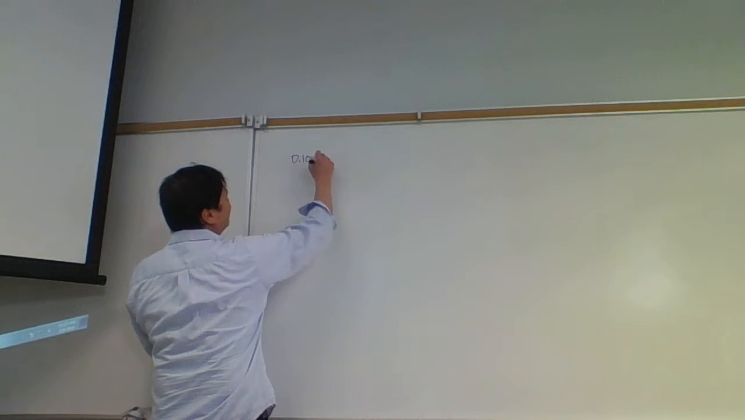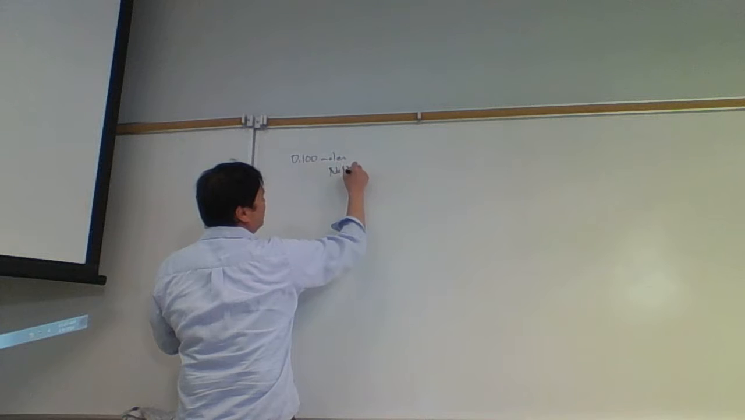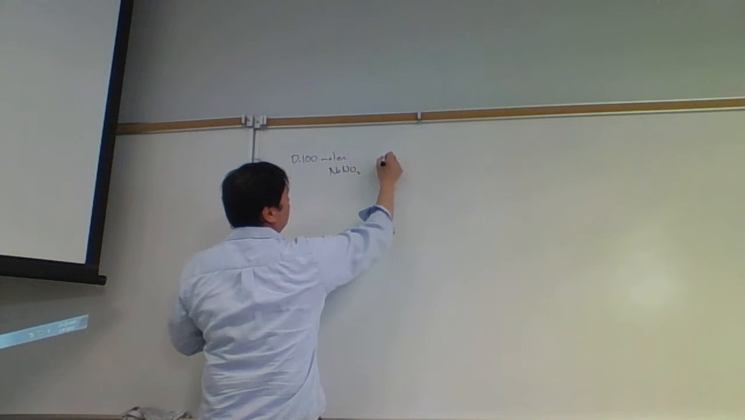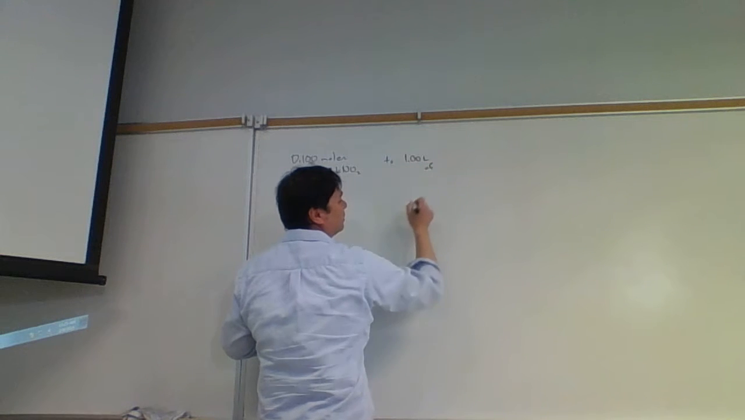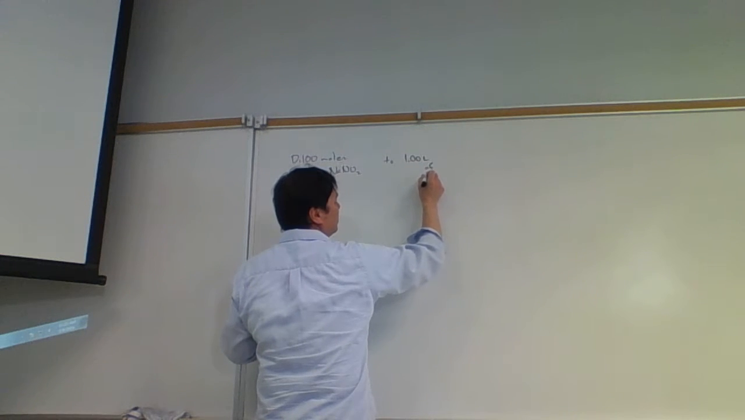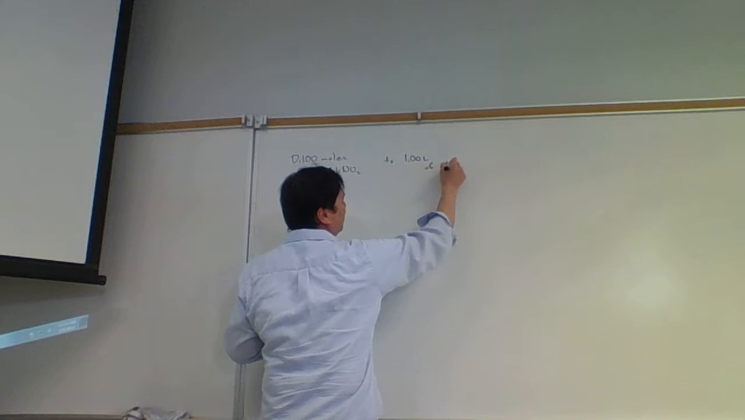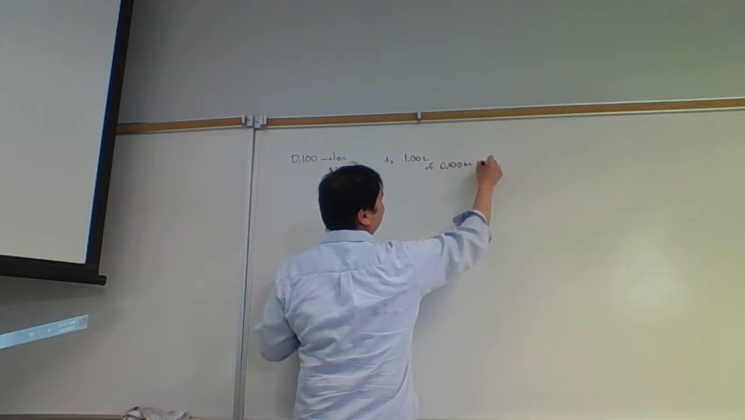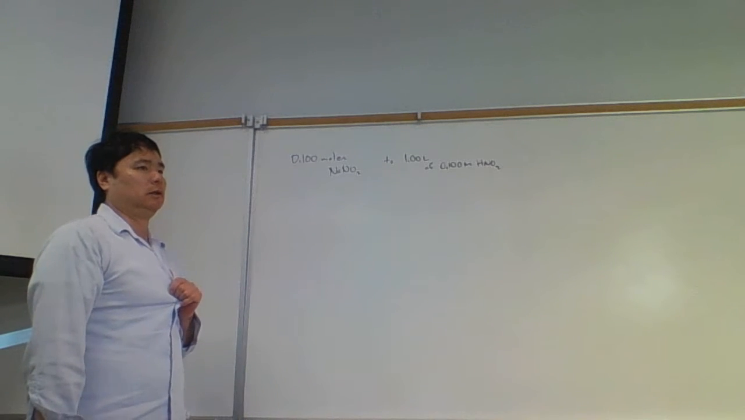So we're looking at adding 0.100 moles of sodium nitrite to 1.00 liters of HNO2 aqueous. What's the concentration of HNO2? 0.100 molar HNO2? Yes. Okay. The pH change. We want the pH change ultimately.